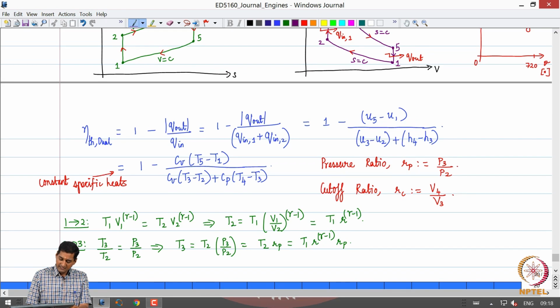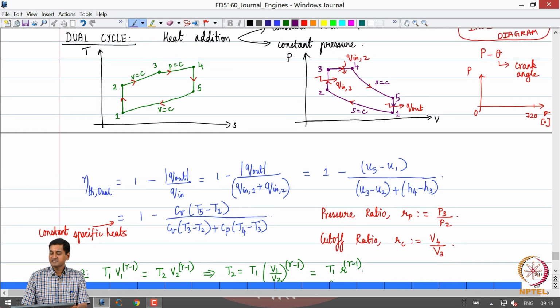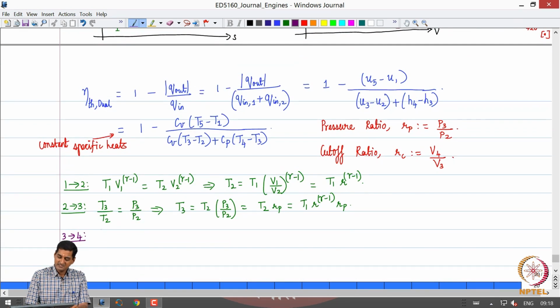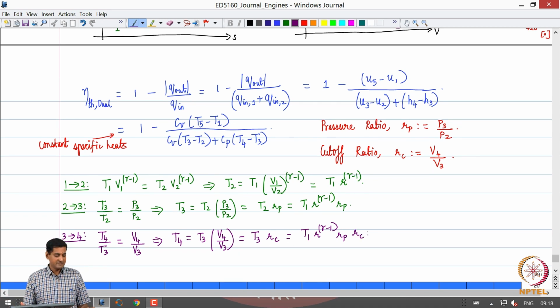Then let us look at the constant pressure heat addition process. So, what is going to be the process relationship for constant pressure heat addition process? T4 by T3 is going to be equal to V4 by V3. So, this implies T4 is equal to T3 times V4 by V3, and V4 by V3 is RC. Then I substitute for T3, we will get T1 R power gamma minus 1 RP RC, right, that is T4.